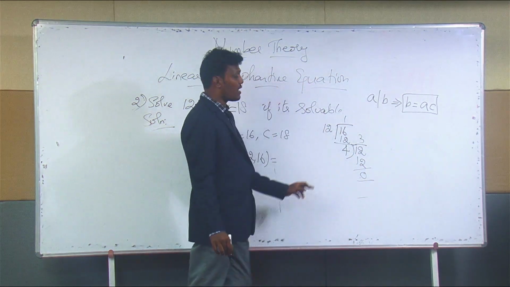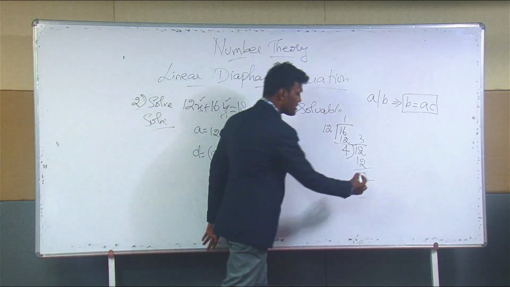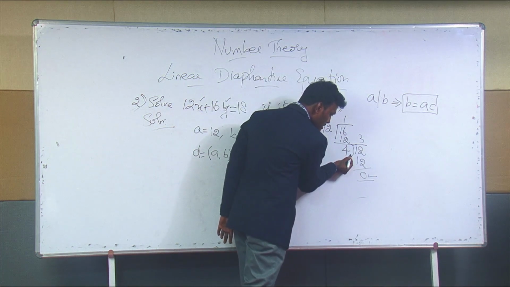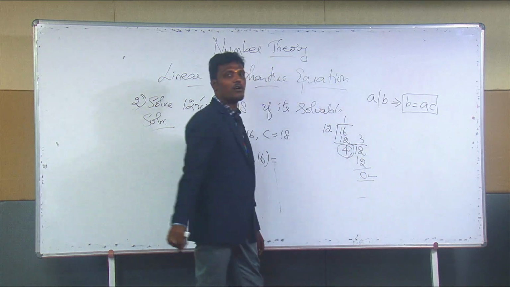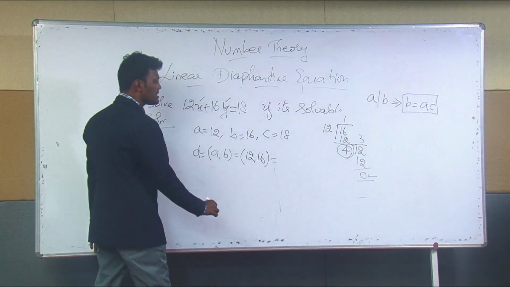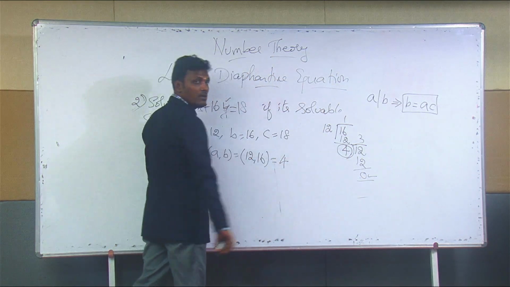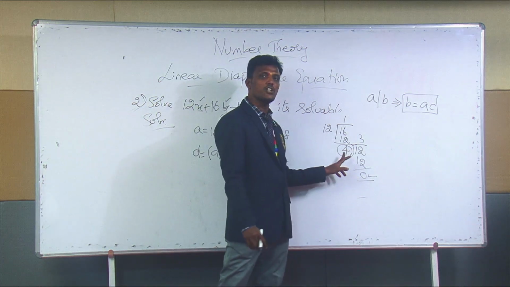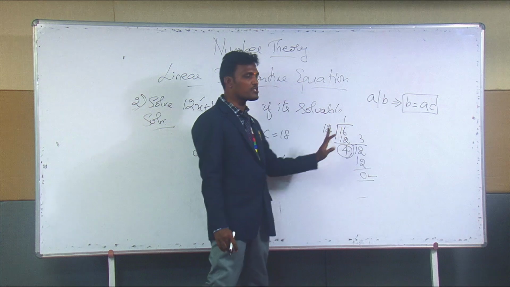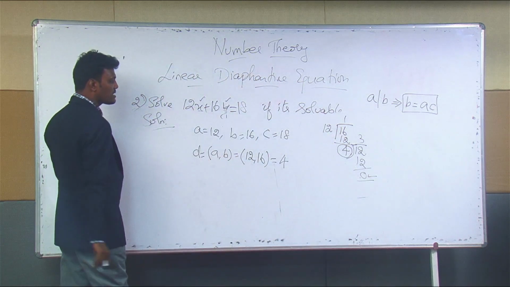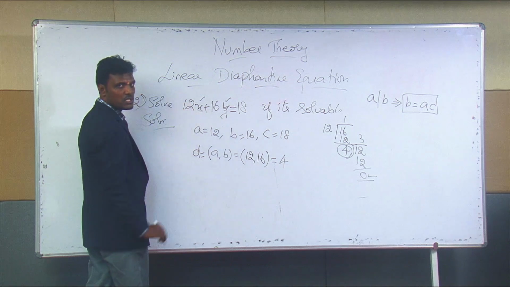What is the non-zero remainder of this? This is a 0 remainder and this is the non-zero remainder of both numbers, and the GCD is 4. So the least non-zero remainder is the GCD of both numbers. So GCD of 12 comma 16 is 4. So we have to check whether it is solvable or not.